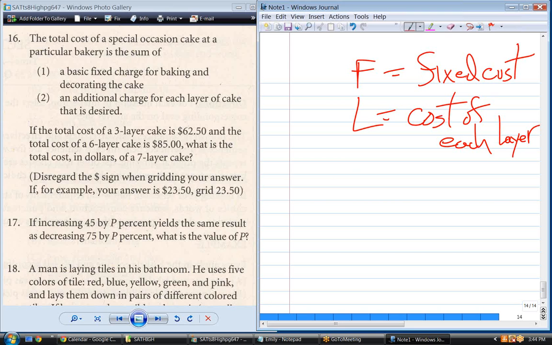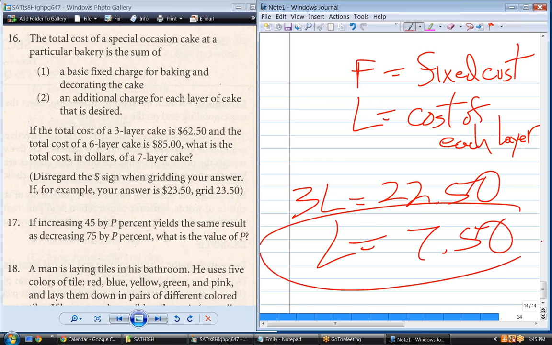So if F is the fixed cost and L is the cost of each layer, and a 3-layer cake is $62.50, what equation can I write? Oh, another 3 layers is going to be the difference between. So 3L equals 85 minus 62.50. Wow, you're so far ahead of me. It's unbelievable. So what's the cost of a 7-layer cake? It should be $92.50.